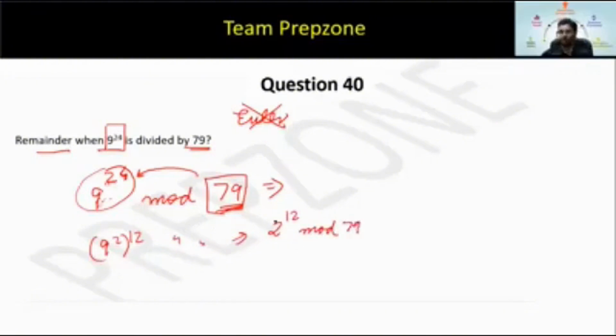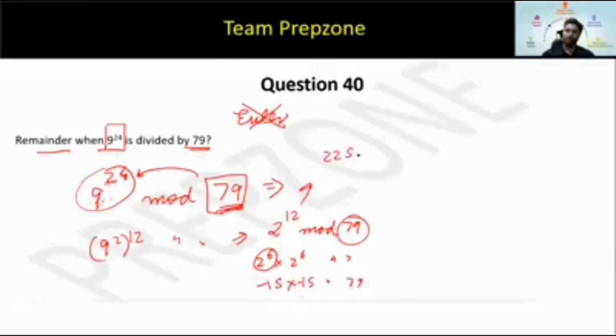How to solve it? Again, I want to get as close as possible. Which power of 2 is closest to 79? Quickly. Yeah, exactly. So this will be 2 to the power 6 into 2 to the power 6 mod 79. What is 2 to the power 6? 64. What is 64 mod 79? Minus 15. This will be minus 15 into minus 15 mod 79, right? Which is nothing but 225 mod 79. Now this becomes really simple.